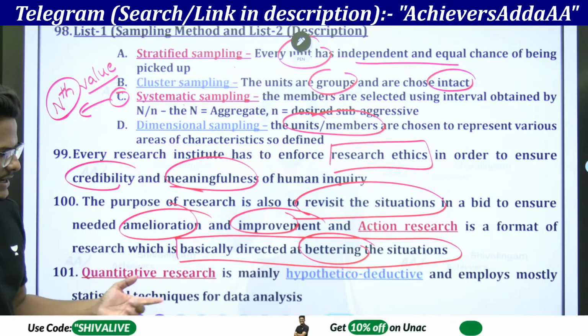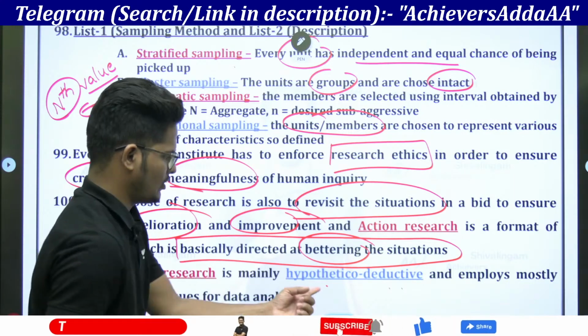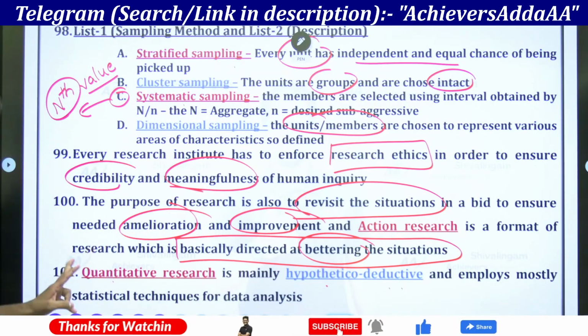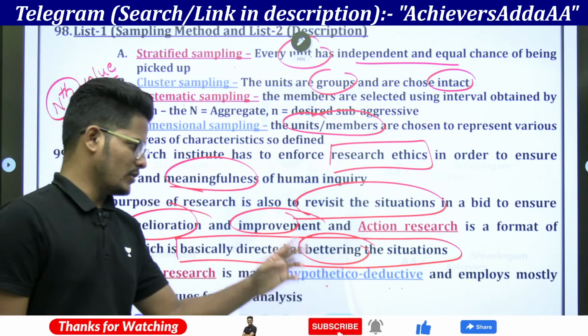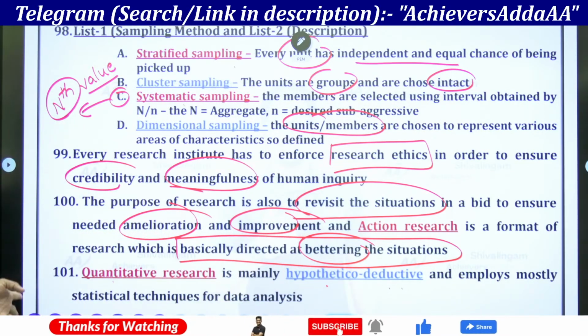Next, quantitative research is mainly hypothetico-deductive. Deductive reasoning will be followed and hypothesis is mandatory. Whereas qualitative, empiricism means observation is mandatory and it is inductive in nature, which is qualitative.